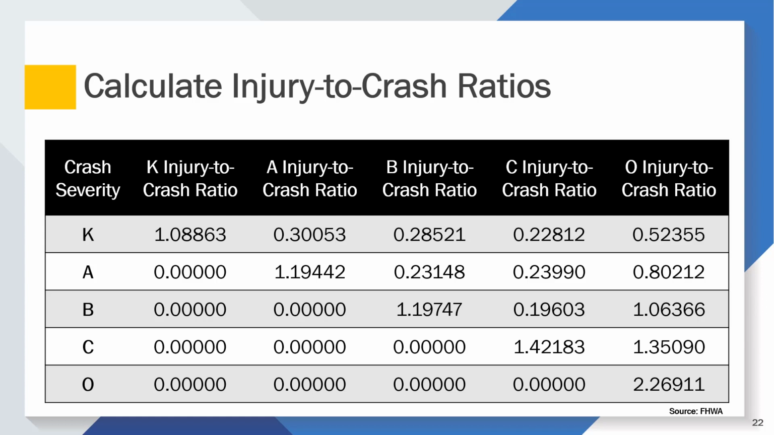You can calculate injury to crash and vehicle to crash ratios using a database of crashes, vehicle level records, and injury or person level records. This table represents injury to crash ratios based on national data from 2011 to 2015, but you could develop a similar conversion table based on your state's data. As shown in this hypothetical example, one K-level crash results in an average of 1.09 fatalities, 0.3 A-level injuries, 0.29 B injuries, and so forth.